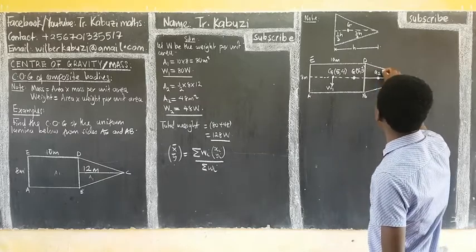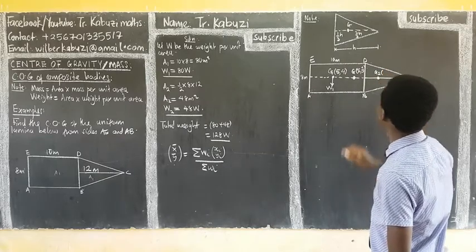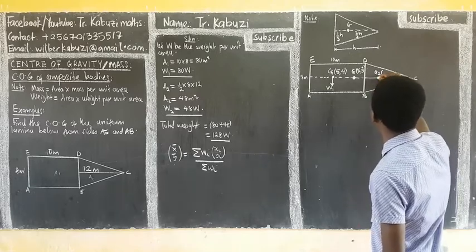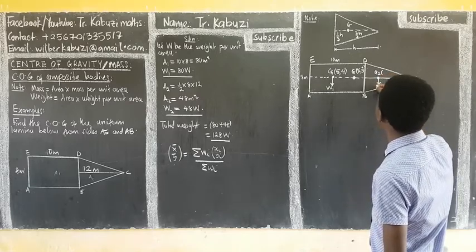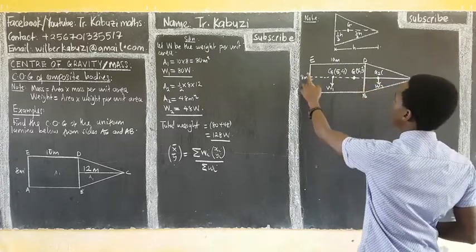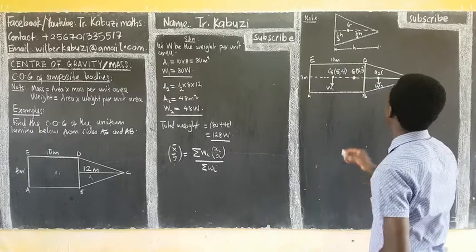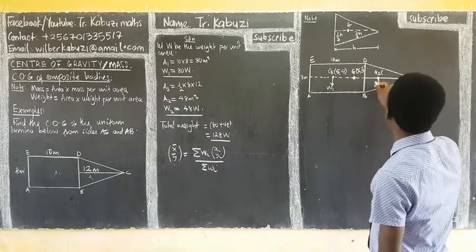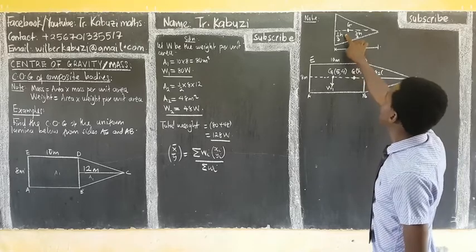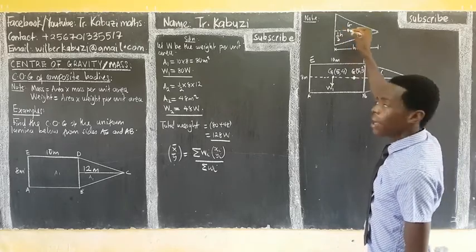Now, our task is to get the coordinate for the center of gravity. Of course, here we are going to have weight acting here. The weight which is going to act here is W2. Now, the x coordinate from here up to here, we need to first get this one from here up to here.